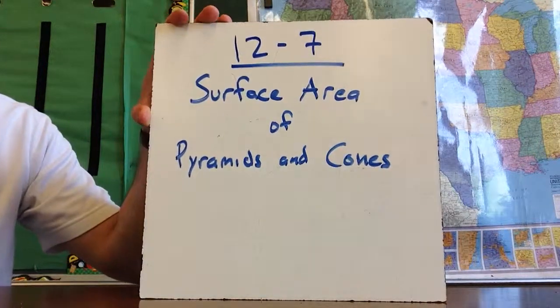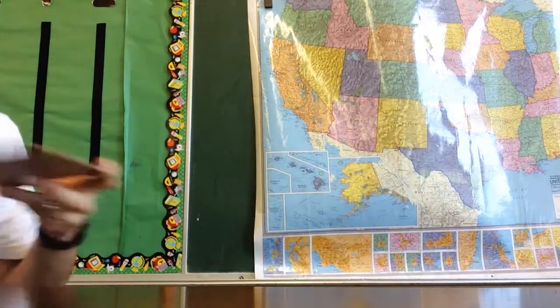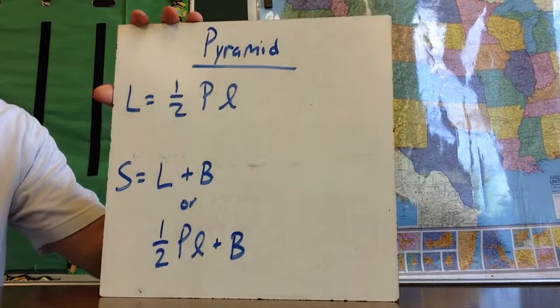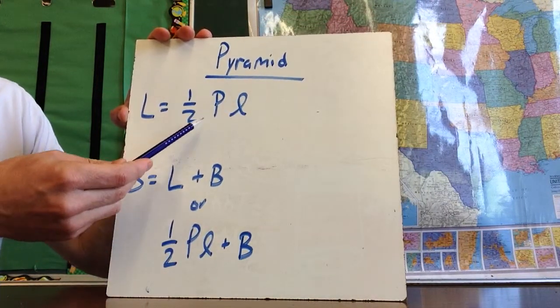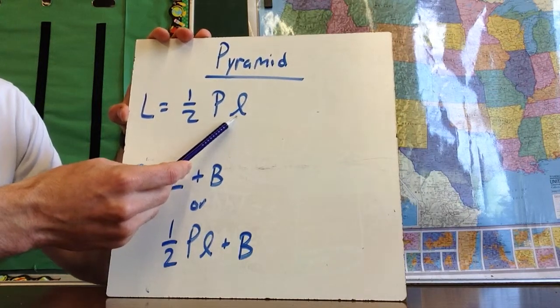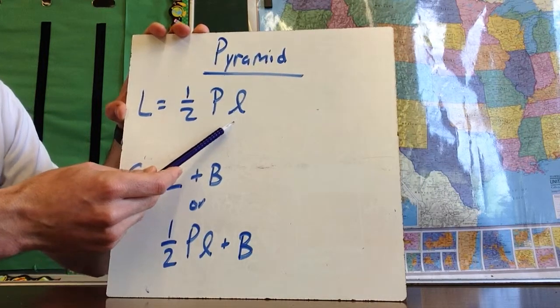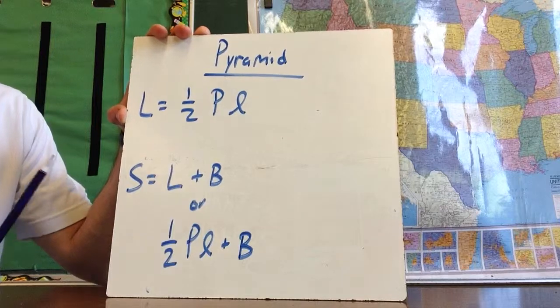This video will discuss chapter 12.7, surface area of pyramids and cones. Start with the formula for the lateral area and surface area of a pyramid. The lateral area is 1/2 times the perimeter of the base times the slant length, which is a cursive L. We'll talk about what this is in a second.